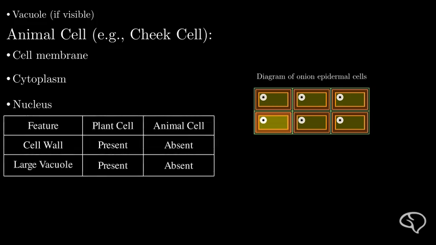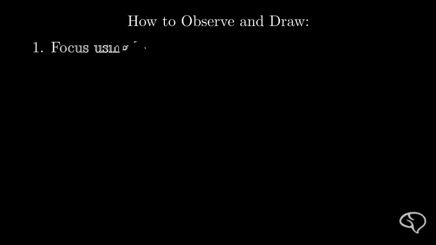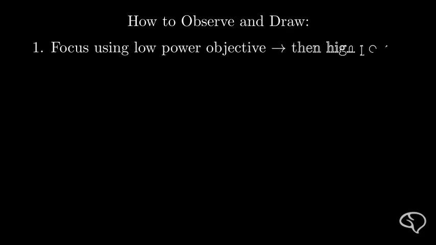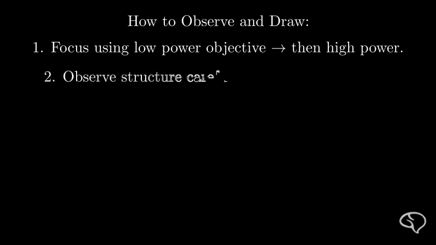Now let's talk about the process of observing and drawing from a microscope. First, always start by focusing your microscope using the low-power objective. This gives you a wide field of view, making it easier to find your specimen. Once you've found it, you can switch to a higher power objective for more detail. Second, observe the structure carefully. Pay close attention to the overall outline of the cell and the position of its organelles. Don't rush this step. Good observation is the key to a good drawing.